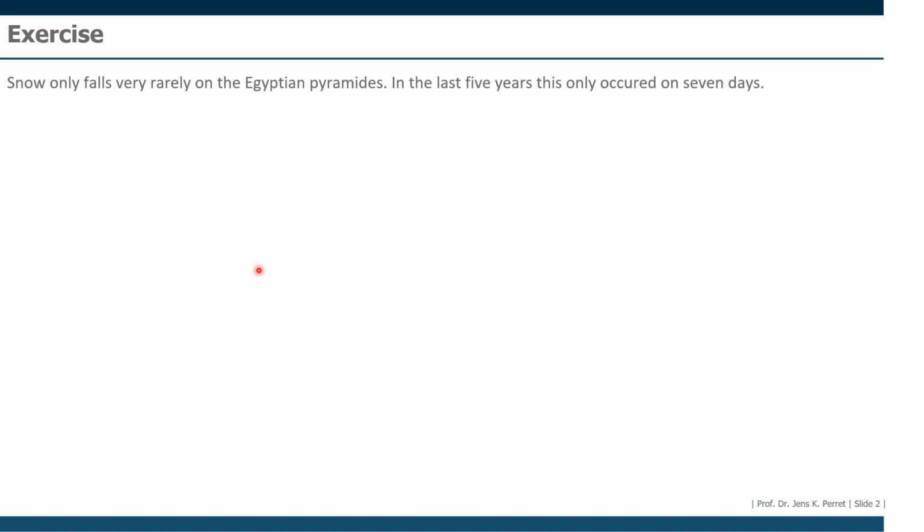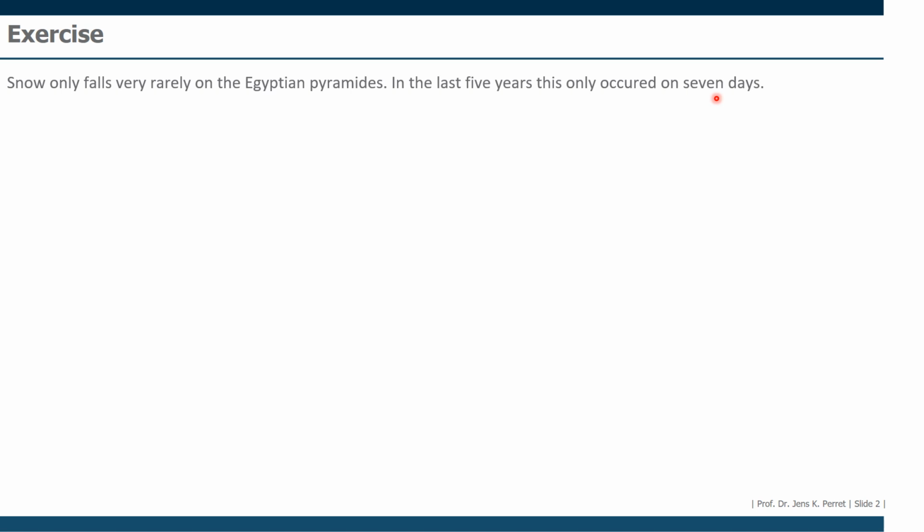Whenever we talk about probabilities of rare occurrences, that's where we're going to use the Poisson distribution, because it's also called the distribution of rare events. That's the first information. The second information is 5 years, on average 7 days. So we get an average here based on 5 years. Well, we could also then calculate, based on this information, the average per year.